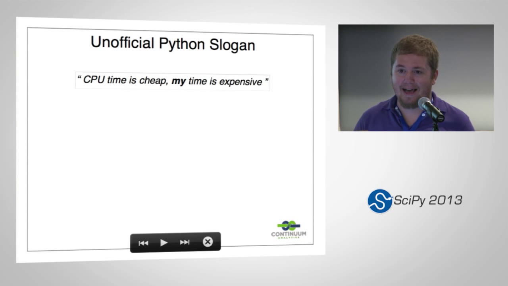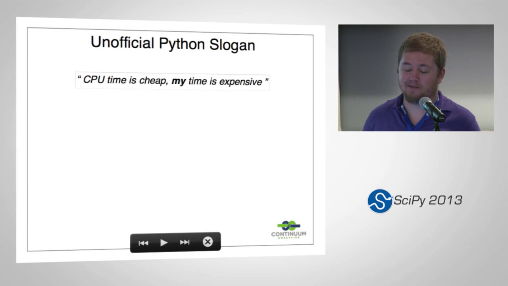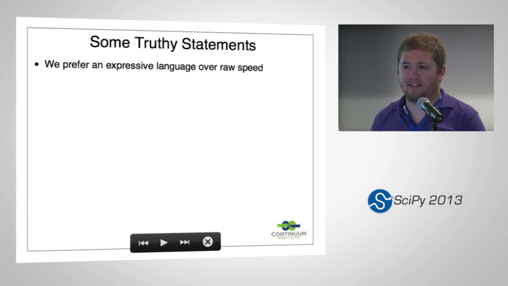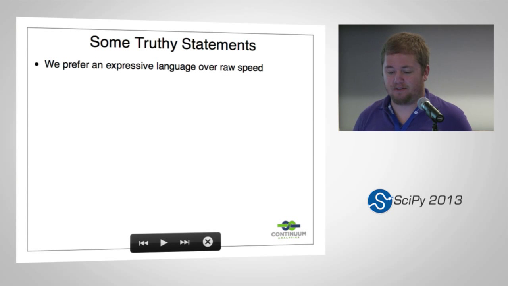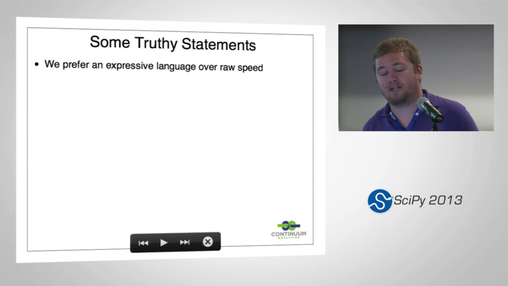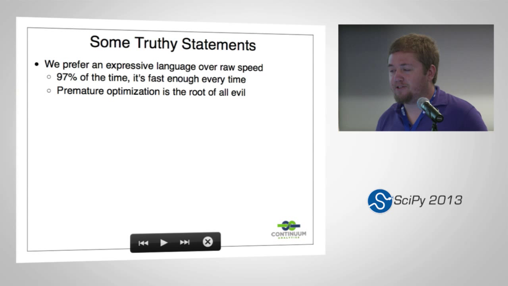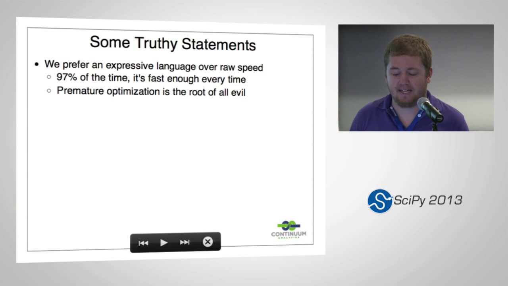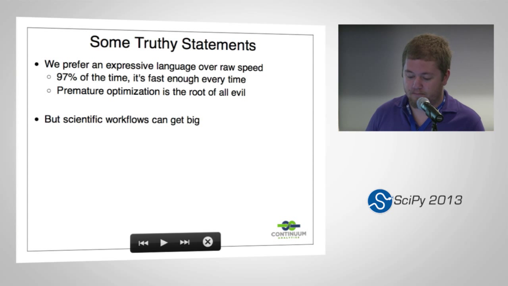CPUs are cheap, but I'm expensive. Well, I'm a grad student, so I'm actually really cheap. But Travis's time is expensive, so I'm just going to say some things that are true, or at least truthy, so with some type coercion, they're true. Right? So we, being people at a Python conference, prefer an expressive language over raw speed, right? So 95% of the time, or 97% of the time, it's fast enough every time, right? And the old Knuth quote, that premature optimization.